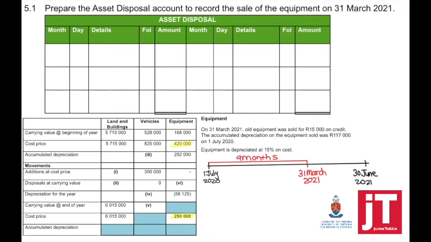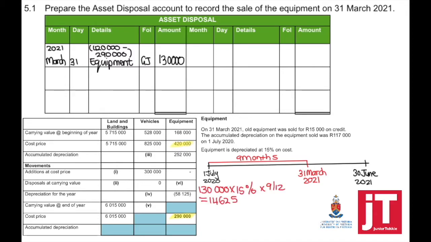So if we look at our tangible asset note, there were no additions. So it means that we just take the cost in the beginning minus the cost at the end, and that provides us with the cost on the asset which we disposed of, $150,000. Make sure that you show your calculations in brackets. Now that we've calculated the cost, we can calculate our depreciation. It must be calculated for 9 months.